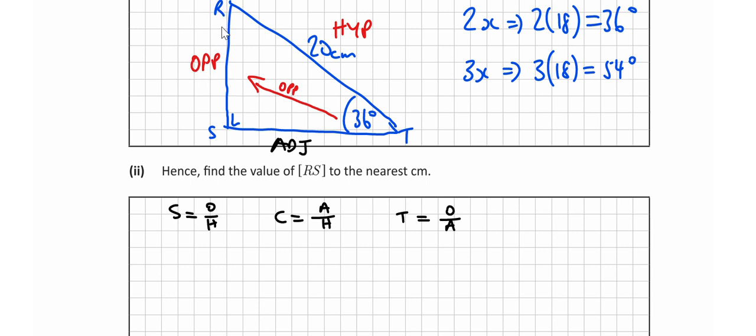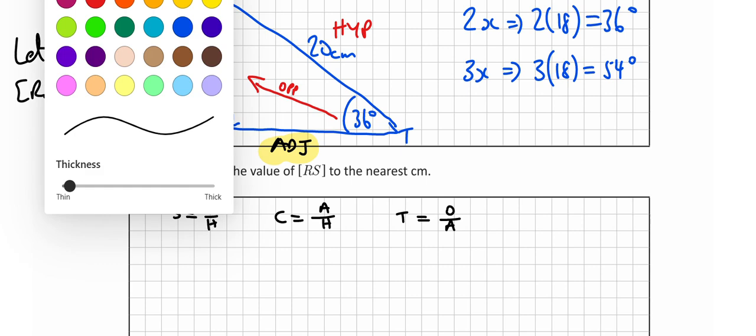Okay, and I should label this side. I'm going to let RS here equal x to make it a bit easier to work it out. So I'm just going to label that x. Now, which one of these has absolutely no information? So hopefully you can spot there that the adjacent has no information.